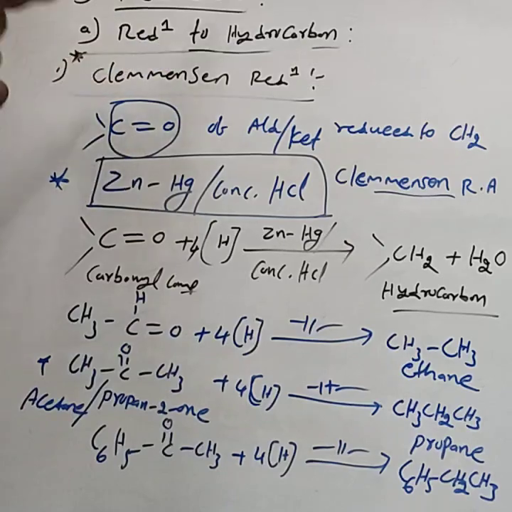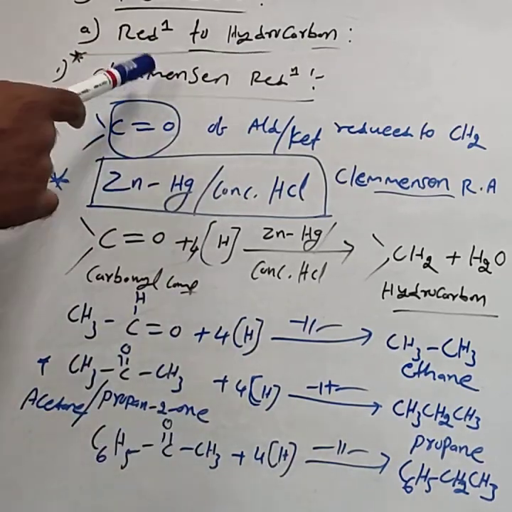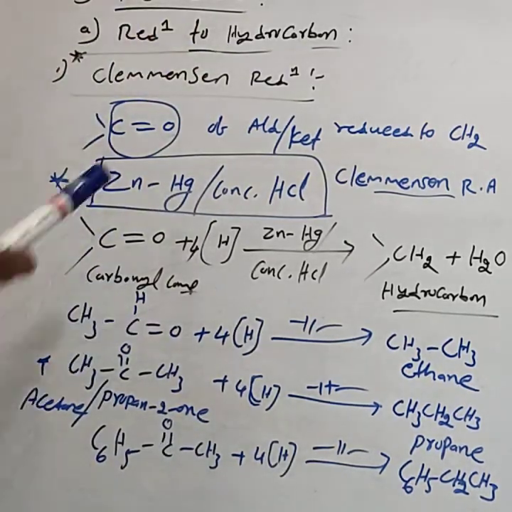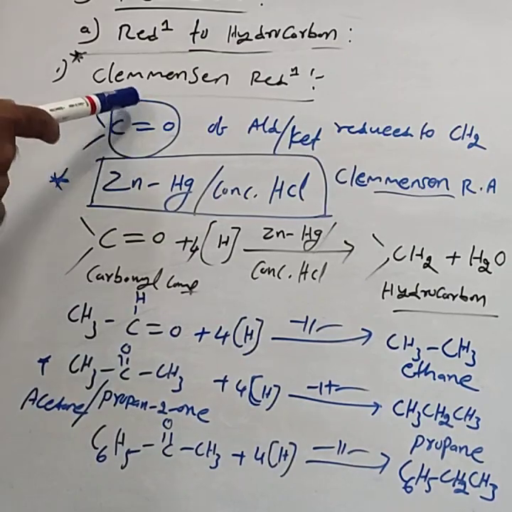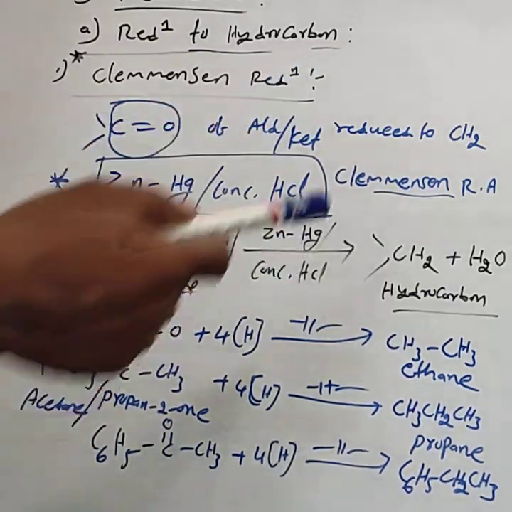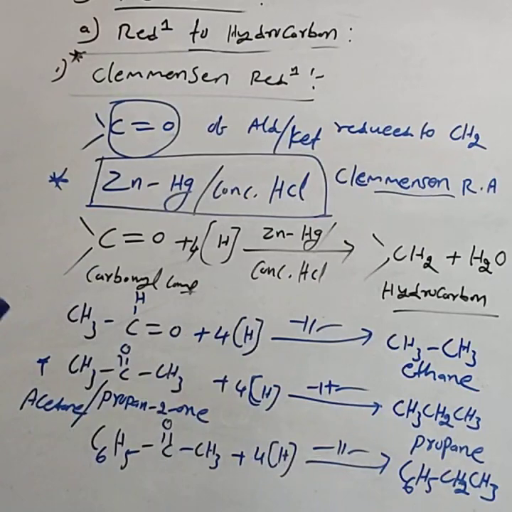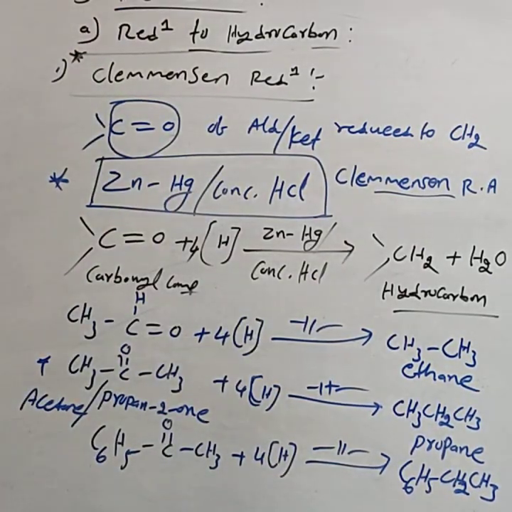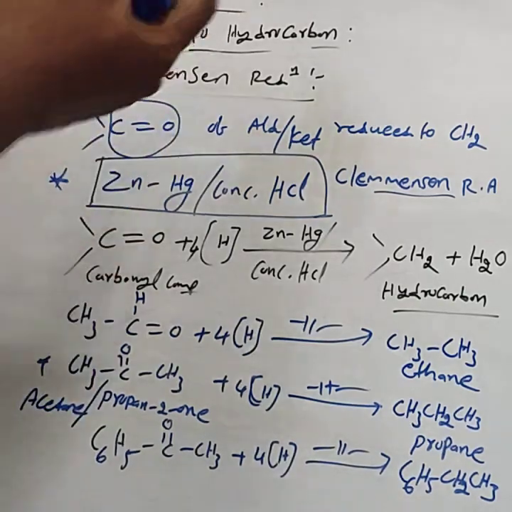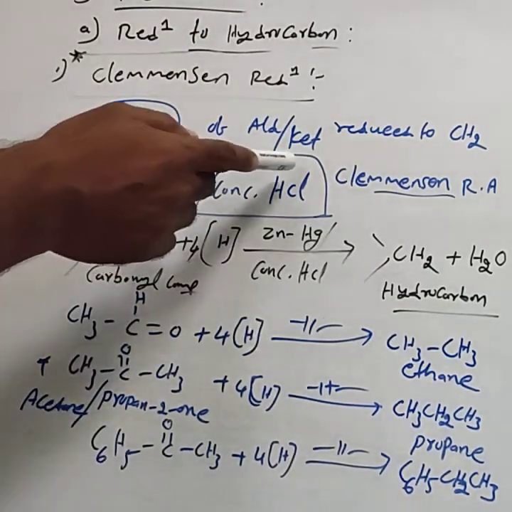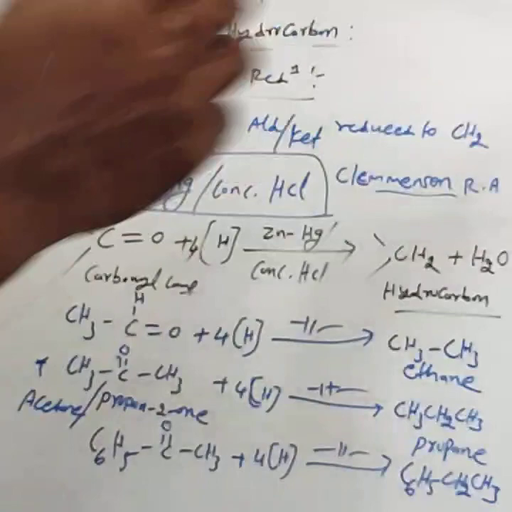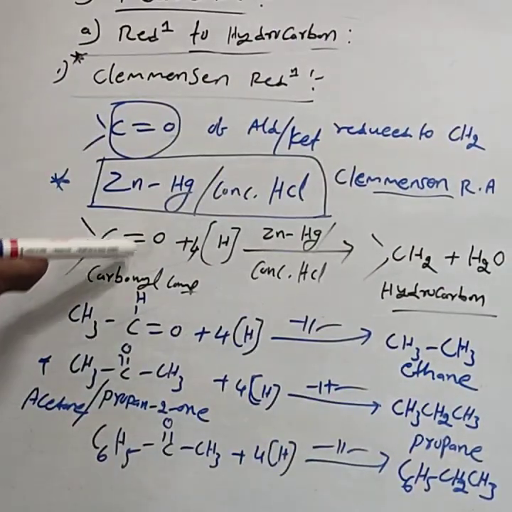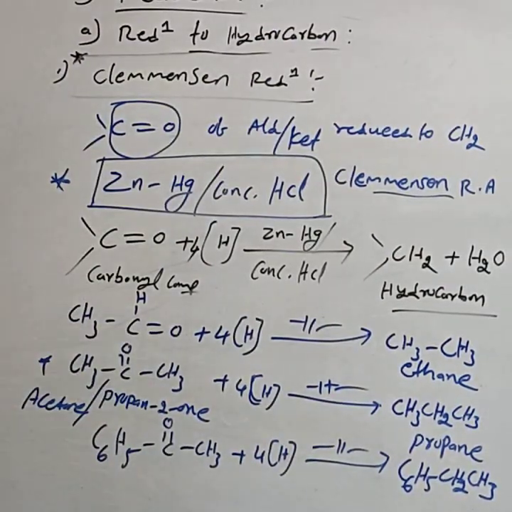They can ask either for 2 marks or 1 mark. What is Clemmensen's reduction? It means that the carbonyl group of aldehyde and ketone is reduced to a CH2 group by using zinc amalgam in concentrated HCl. This is called Clemmensen's reduction. Zinc amalgam in concentrated HCl is called Clemmensen's reducing agent. This is the general reaction and these are some of the examples.